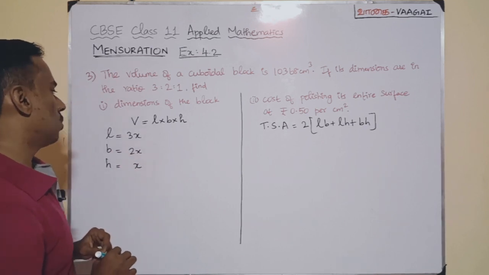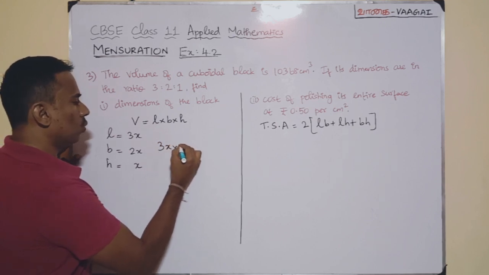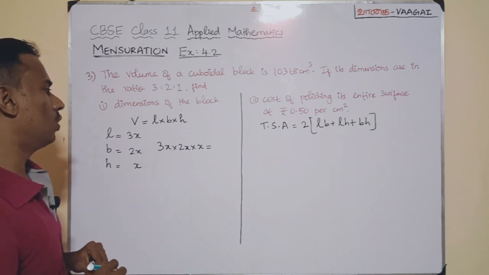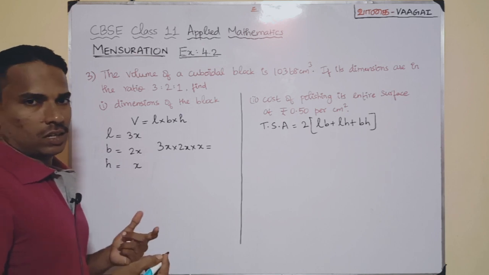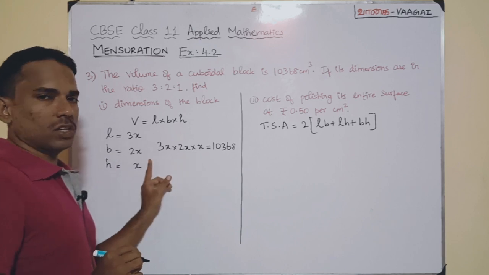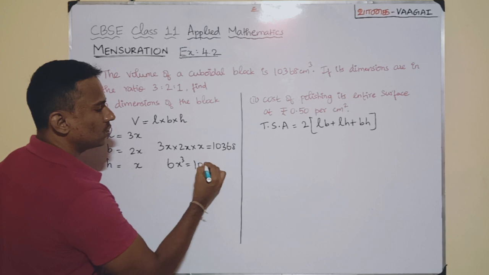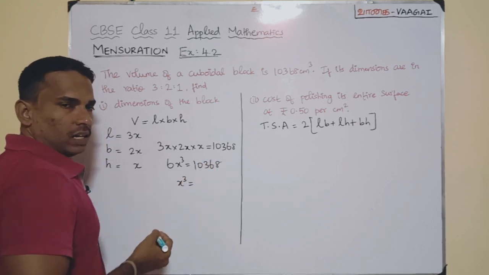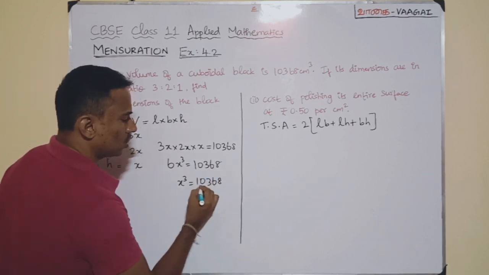From this, the volume will be nothing but 3x into 2x into x, which is equal to 10,368. When I solve this equation, I will get 6x cube is equal to 10368, which means x cube is equal to 10368 divided by 6. We need to divide it by 6, so let's do this division carefully.